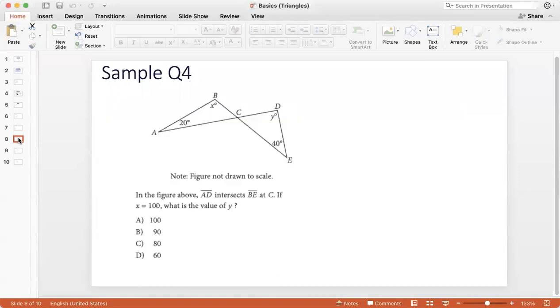Okay, this question. In the figure above, AD intersects BE at C. If X is 100, what is the value of Y? Okay, so X is given as 100. So what is the sum of angles of this triangle? 180. So this angle will become 60. Since this is 60, this is also 60, vertically opposite angles. So the sum of angles here has to be 180. So 100 plus 80. So Y has to be 80. Option C.